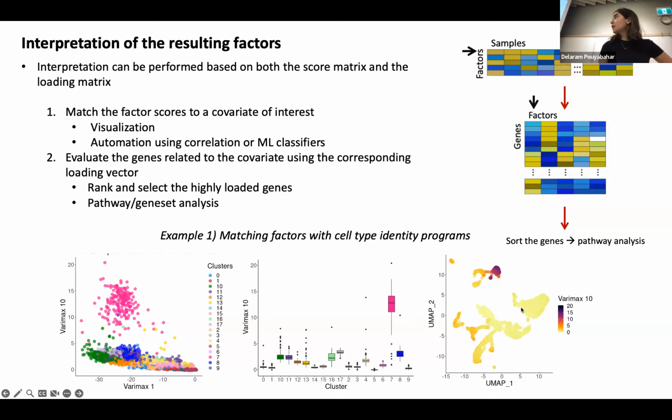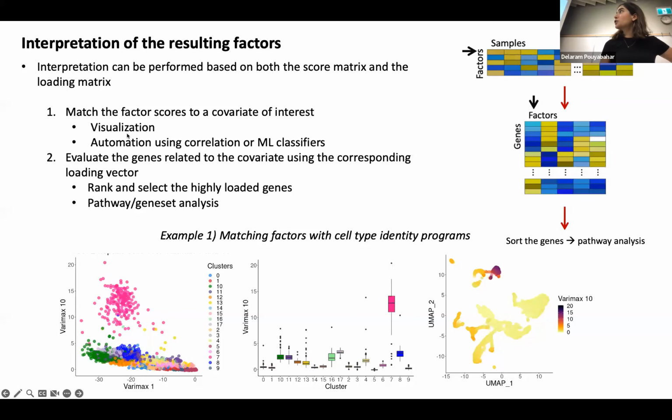You can also project that into the UMAP and see which part of the UMAP has higher scores, and you can see that it's this part, which based on our annotations, I know is a natural killer and T cell population. So basically this Varimax number 10 has captured the cell type identity program of T cells or natural killers. And so that's one way to go, to visualize them individually.